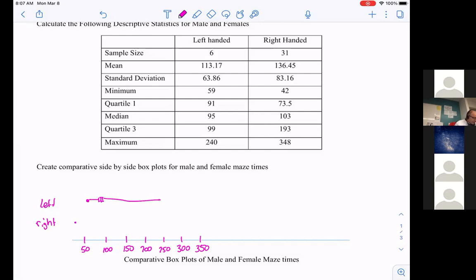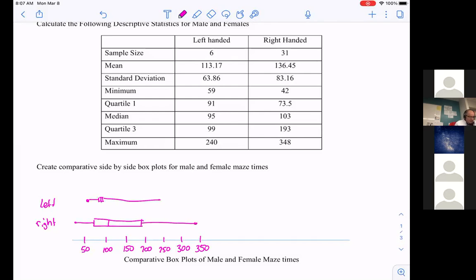42. So we got the minimum down here at 42. 73.5 is going to be quartile 1. 103 is my median. 193 is that. And then we're going to jump it up to 348.